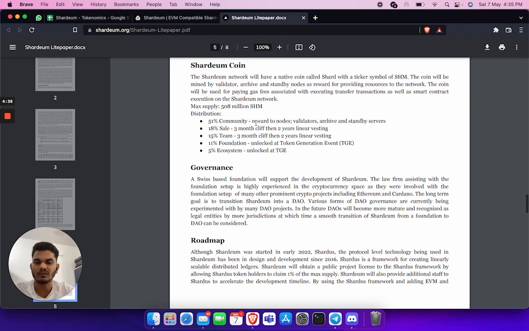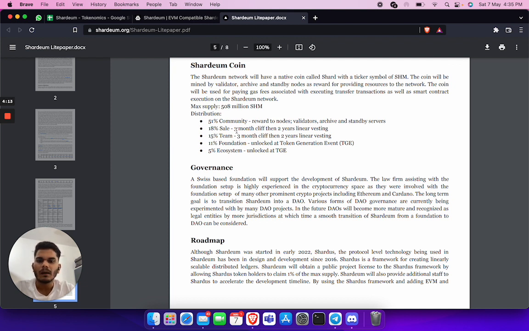Yes, distribution. The max supply given for Shardeum is 508 million SHM. This is the ticker name of Shardeum, SHM, and the total supply, max supply, is 508 million. And the distribution is done into five segments. One is for community, second is sale, and third is team, foundation, and ecosystem.